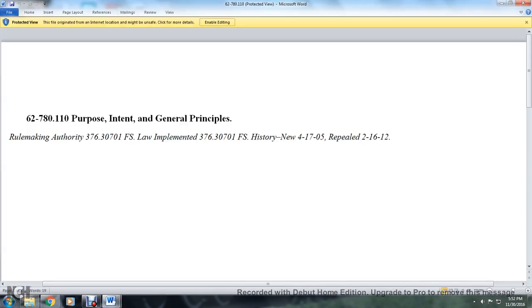Alright, 62-780.110, Purpose and Intent. The general principles of rulemaking, 376.303, Florida Statutes. Law Implemented 376.3007, Florida Statutes. History: New April 17, 2005, repealed February 16, 2012.